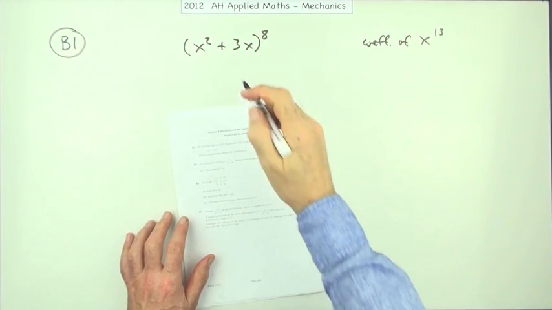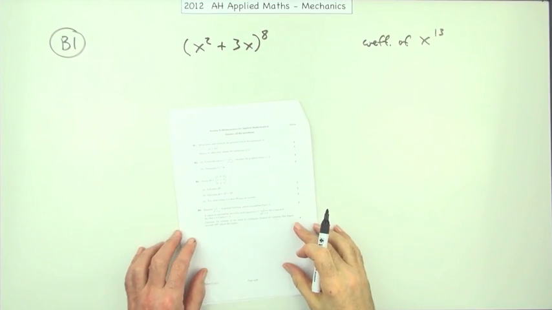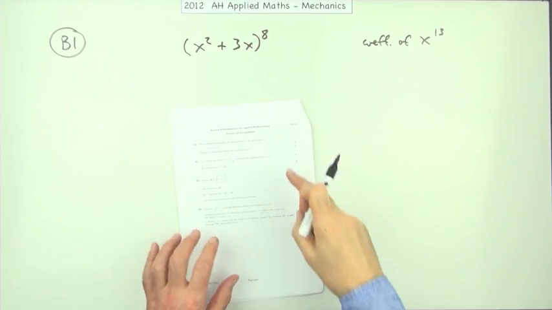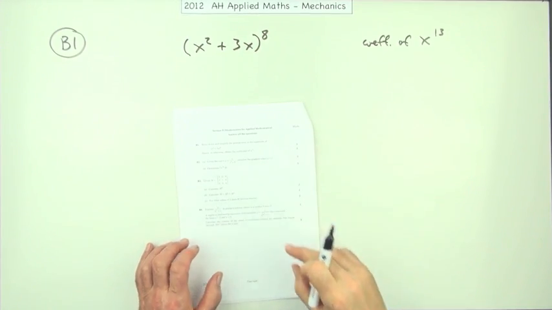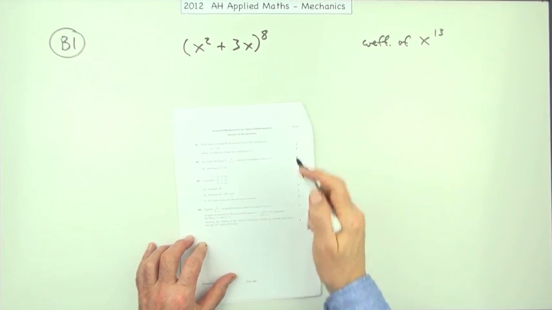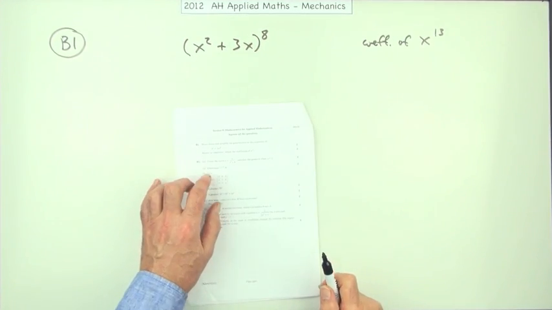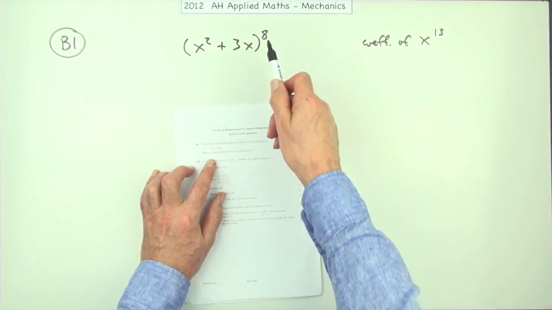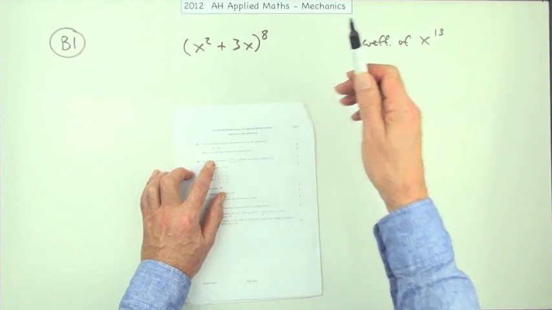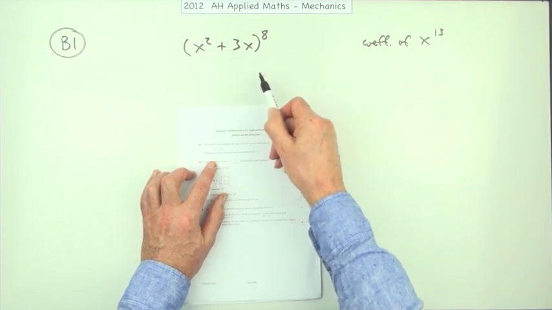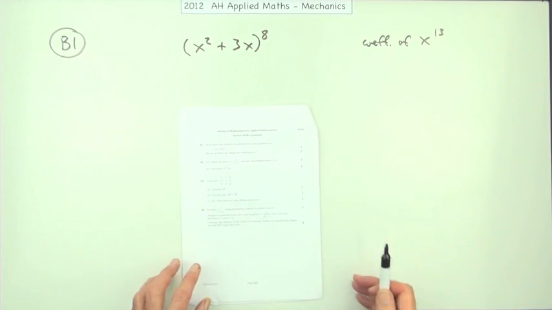So question B1 from the 2012 Advanced Higher Applied Maths, the first of the straightforward maths questions. You'll probably find the marks come a bit faster in this section. And here for 5 marks you've got this binomial expansion. Okay, it doesn't say the word, but you've got a binomial. Write down and simplify the general term in the expansion of this. Hence, or otherwise, obtain the coefficient of the term in it that involves x to the power 13.